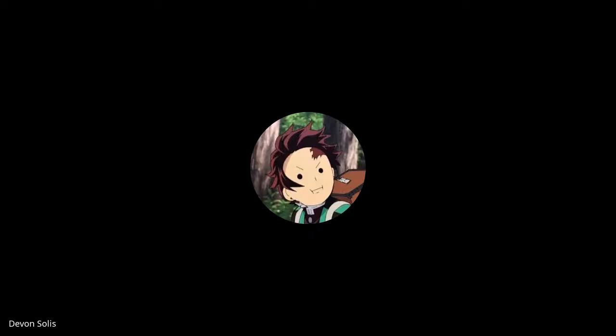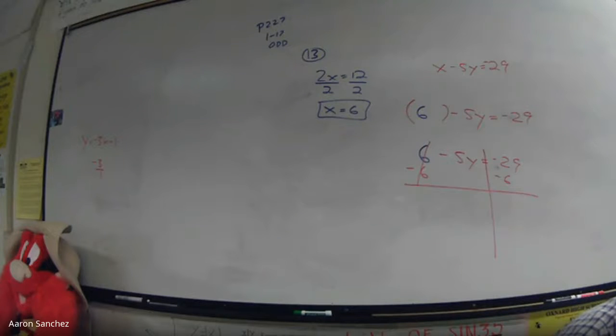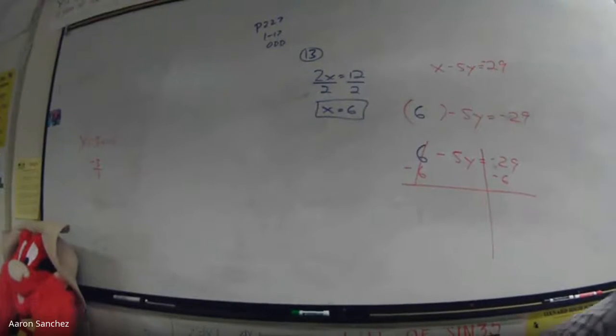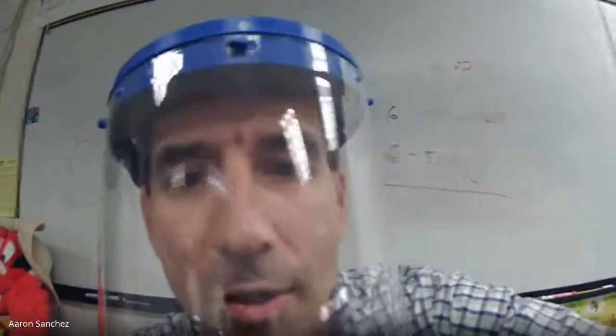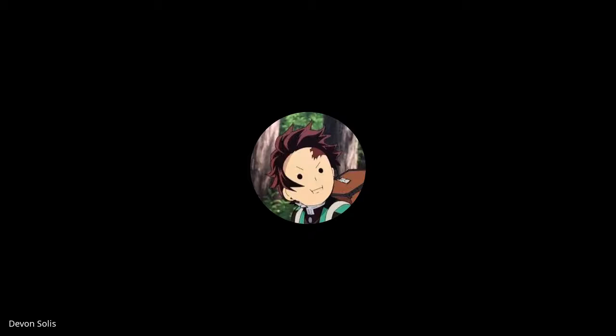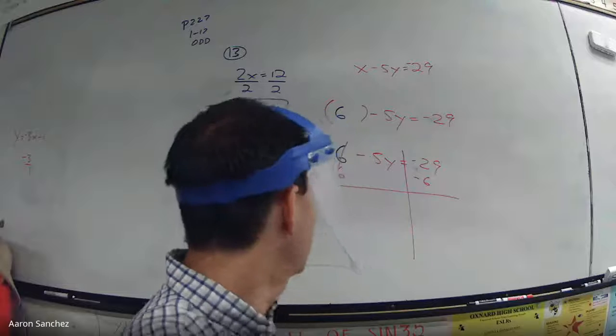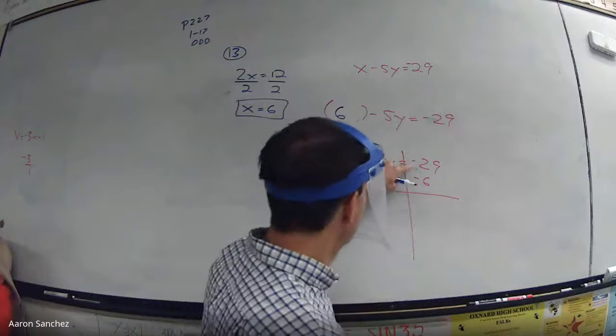Y equals 5. Is it 5? It's not 5, right? Good try, though, Devin. I just want to make sure you're there. Did you guess, or did you really get that? Well, that looks like negative 5y, and then that looks like 25 on the other side. Oh, look here, Devin. I think I know what your mistake is.